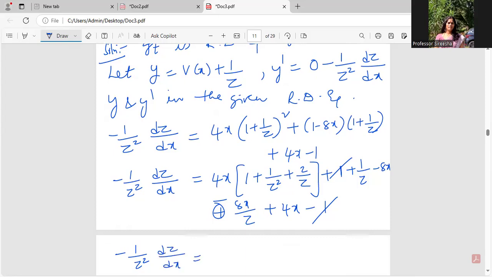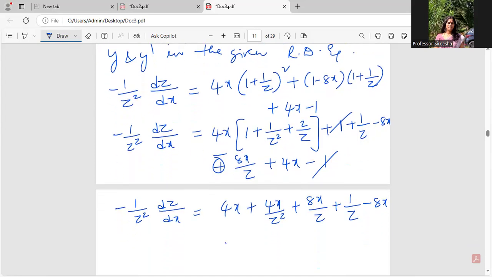4x also I'll multiply. 4x plus 4x by z squared plus 4 2's 8x by z plus 1 by z minus 8x by z plus 4x minus 1. Just see here. There's 1 plus 4, another plus 4 and a minus 8. All of them get cancelled. Is there anything else? There's an 8x by z and there's a minus 8x by z. That also gets cancelled off.